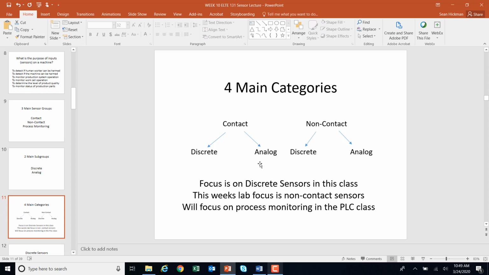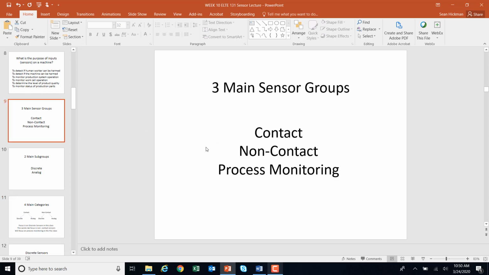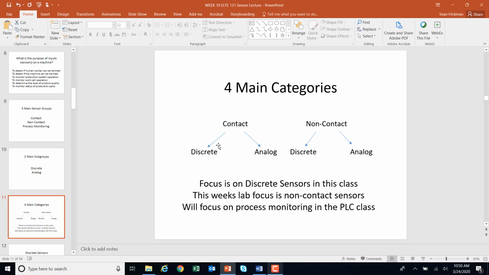We are going to focus on discrete and contact sensors, which is what we've done so far. And this lab, this unit, is on discrete non-contact. So the sensors are going to be mostly discrete non-contact. That's what we're focusing on this week. We will focus on process monitoring in the PLC class. So even though I said there were 3 sensor groups here, contact, non-contact, and process monitoring, we're looking at the contact discrete and non-contact discrete in this course.